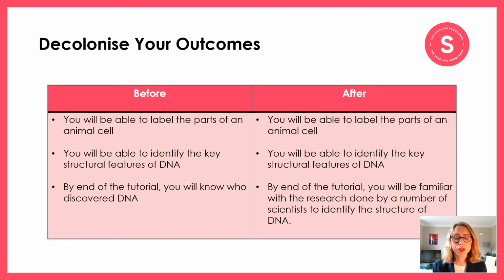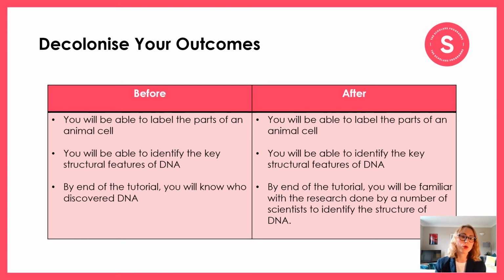So let's take a look at a worked example that we have provided here of some decolonised outcomes. We have the before column on the left hand side here versus the after column on the right, and we can see there that that first outcome remains unchanged. Before, you will be able to label the parts of an animal cell, versus after, you'll be able to label the parts of an animal cell. Again, the second learning outcome, which refers to identifying the key structural features of DNA, remains unchanged in the after.